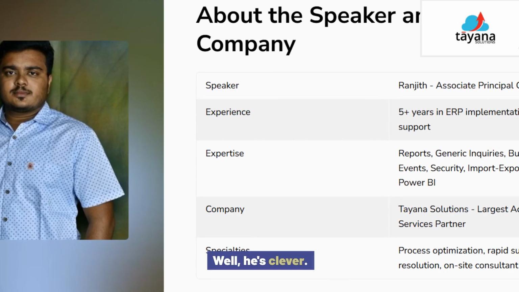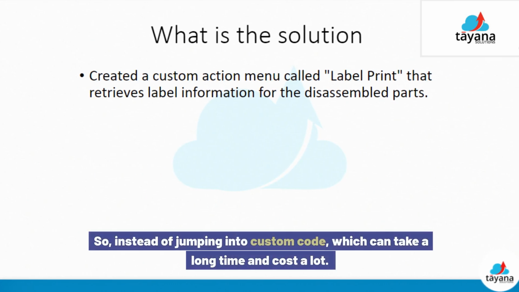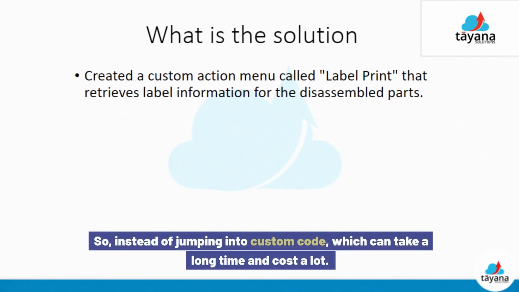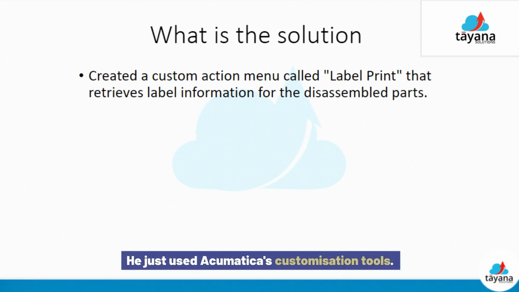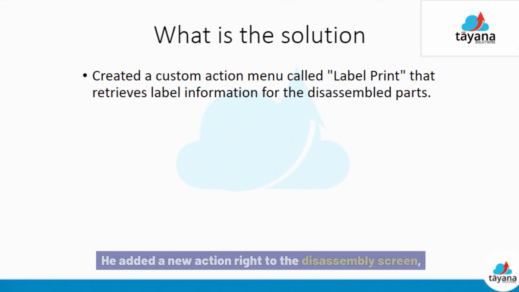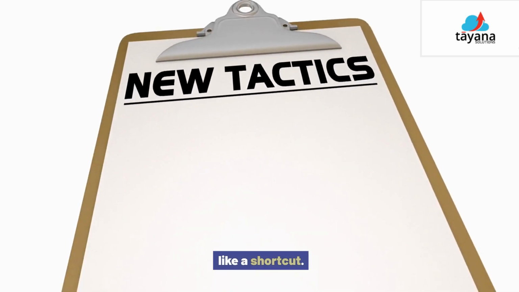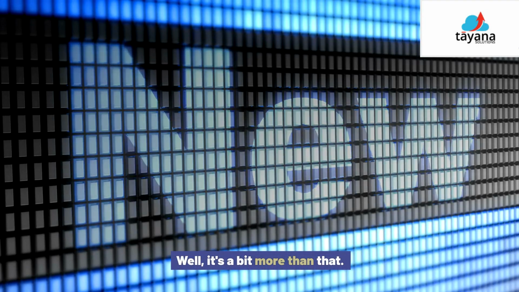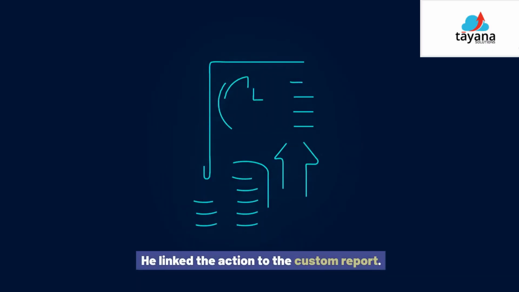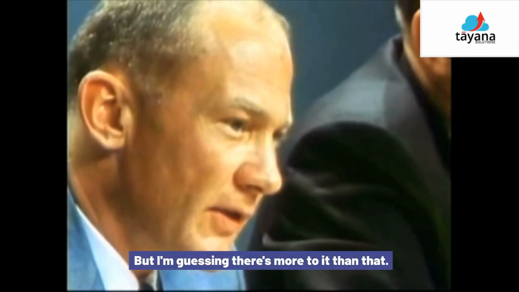Well, he's clever. So instead of jumping into custom code, which can take a long time and cost a lot, he just used Acumatica's customization tools. He added a new action right to the disassembly screen. Like a shortcut. Well, it's a bit more than that. He linked the action to the custom report. Okay, that's smart. But I'm guessing there's more to it than that.